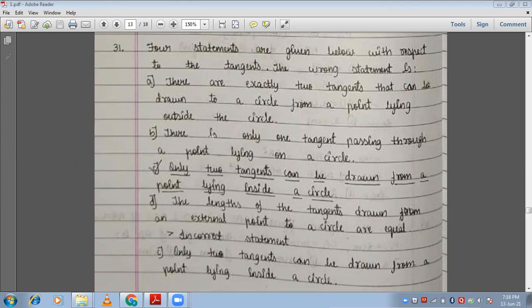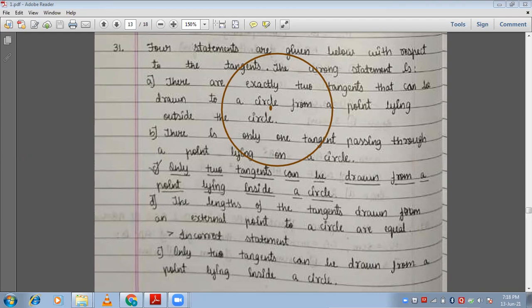Check for the second one. There is only one tangent passing through a point lying on a circle. Yes, this is a circle. One point is lying here on the circle. So how many tangents can you draw? Only one tangent. Next, option C. Only 2 tangents can be drawn from a point lying inside a circle. Okay. This is a circle. This is a point lying inside the circle. Can you draw a tangent for this one? No, you can't draw the tangent. So option C is wrong.